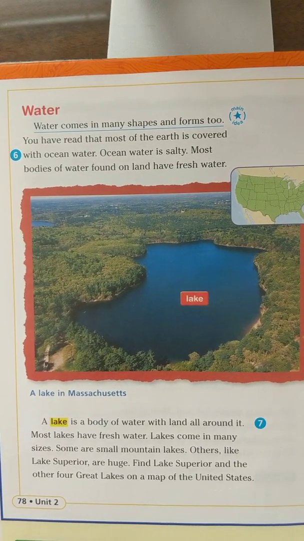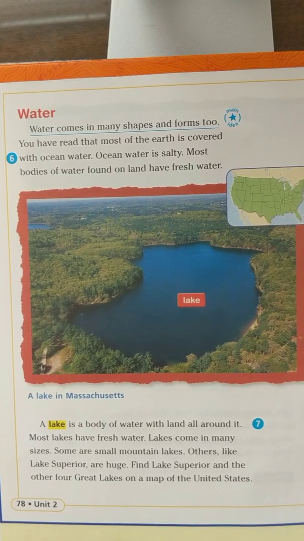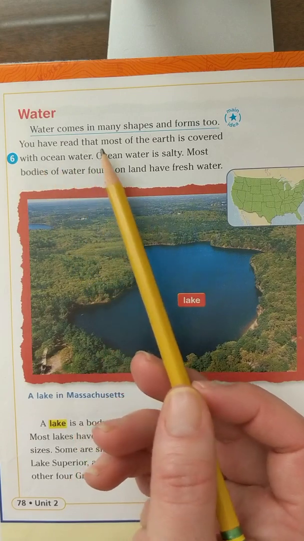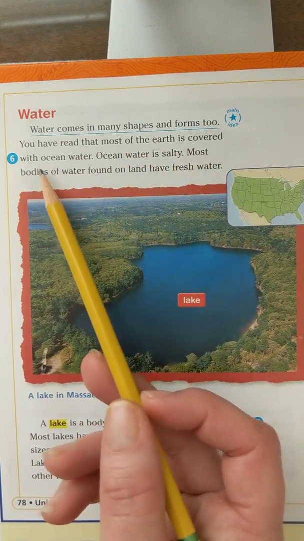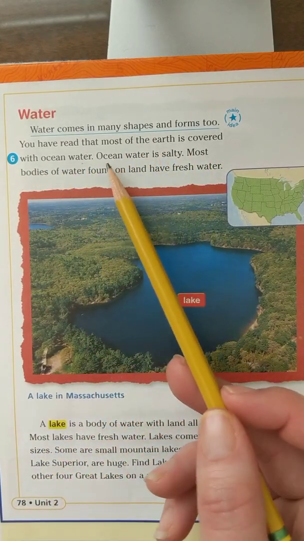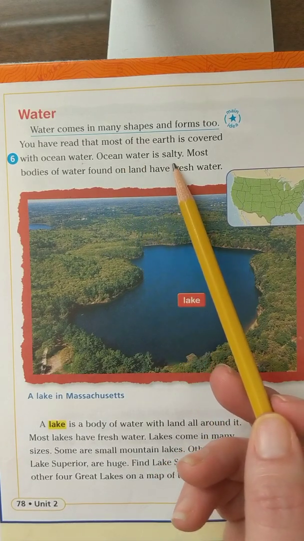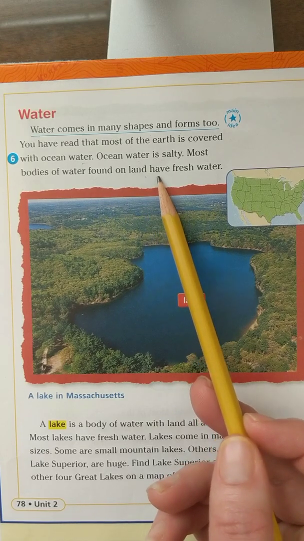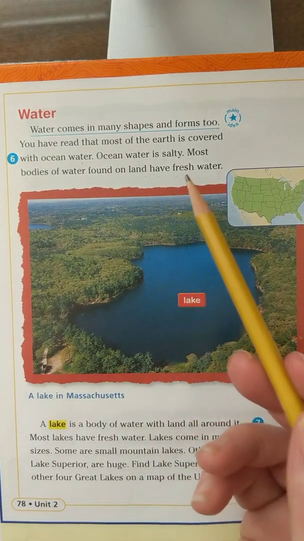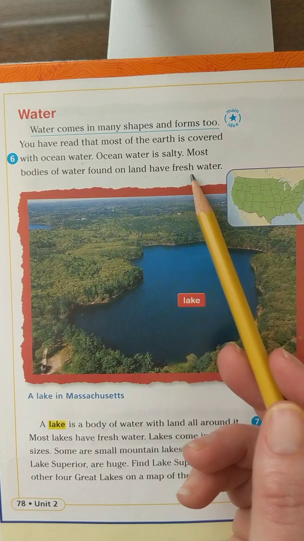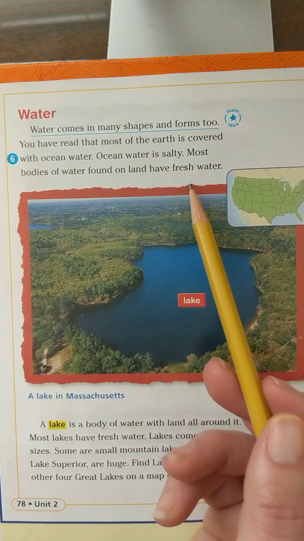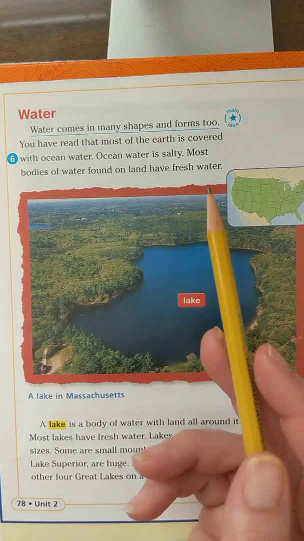Now we're going to talk about water. Water, we have different types as well. Water comes in many shapes and forms too. You have read that most of the earth is covered with ocean water. Ocean water is salty. Most bodies of water found on land have fresh water. Fresh water means there's no salt in it. So the ocean is the salt water. The water that's on land is fresh water with no salt.